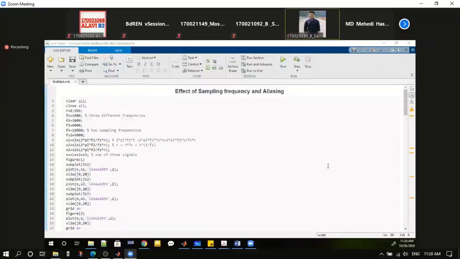First, clear all and close all. It will clear all the remaining functions running on MATLAB. Then any code. Okay. Before that, please give me some moment. How many frequencies are there? Sir, 3 different frequencies. The frequencies are 1K, 3K and 6K.